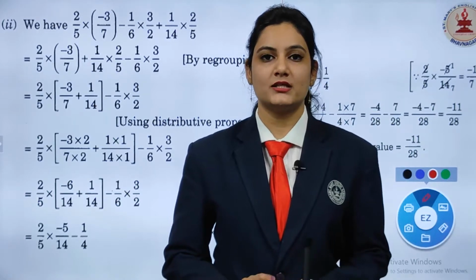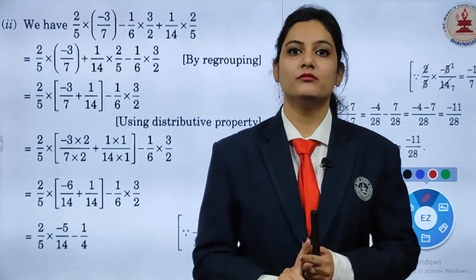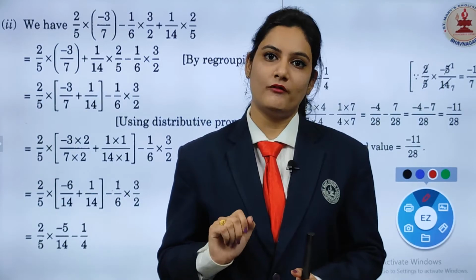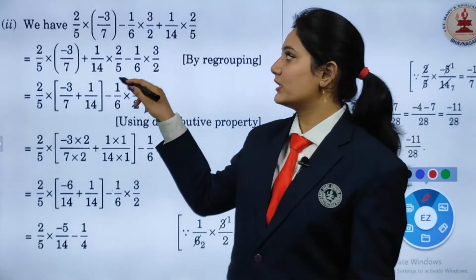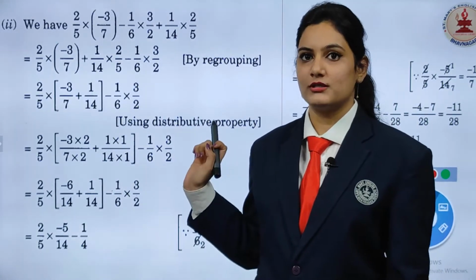Now children, exercise 1.1 question 1, in that sub question 2. Question 1, it was what? Using the appropriate property you have to find the sum. Same question it is in that sub question, that using the property you have to solve this sum.